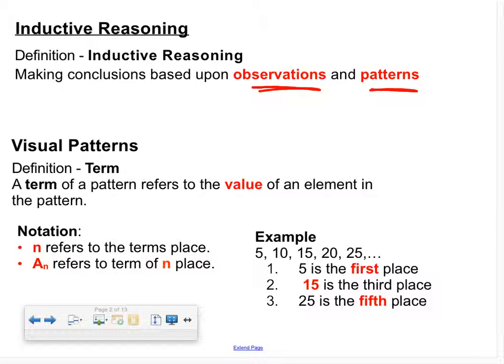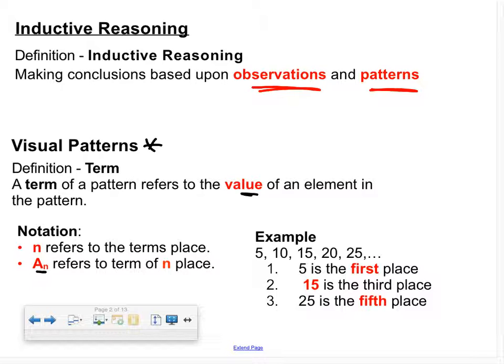So the first one that we have is visual patterns. A couple of things that we need to discuss: what's a term? A term is a pattern that refers to the value of an element in the pattern. Notation-wise, n refers to the term's place. a sub n refers to the term of n place.